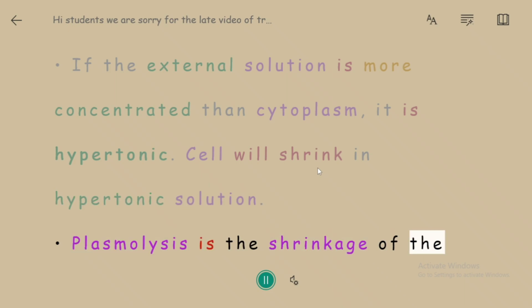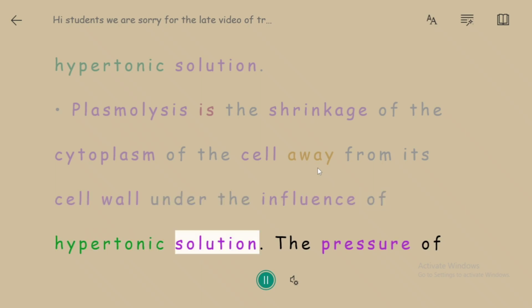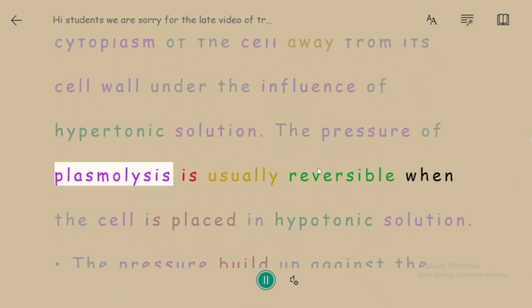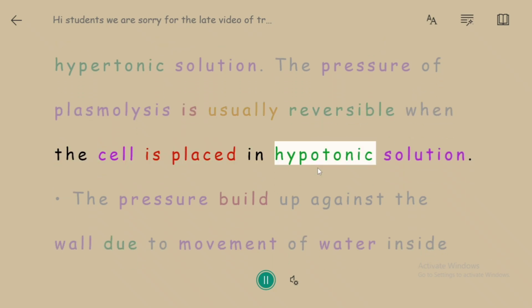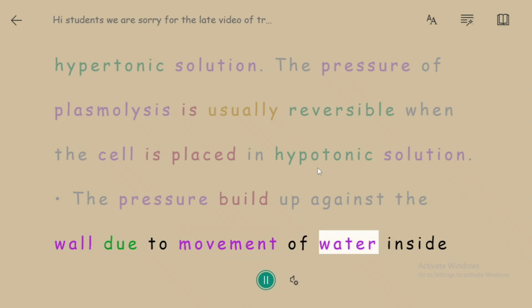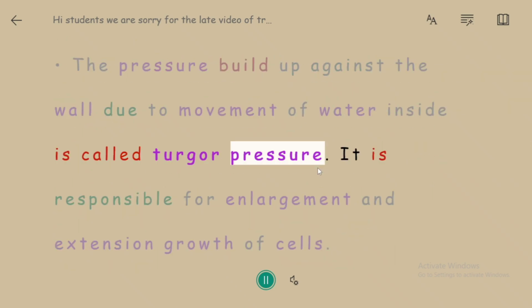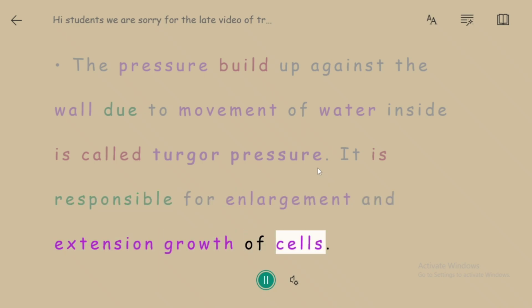Plasmolysis is the shrinkage of the cytoplasm of the cell away from its cell wall under the influence of hypertonic solution. Plasmolysis is usually reversible when the cell is placed in a hypotonic solution. The pressure buildup against the wall due to movement of water inside is called turgor pressure. It is responsible for enlargement and extension growth of cells.